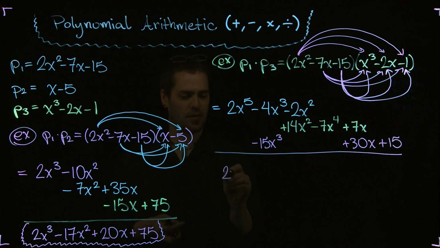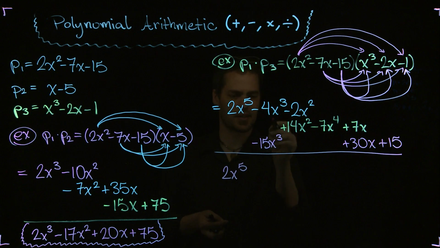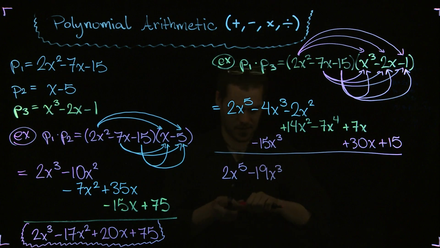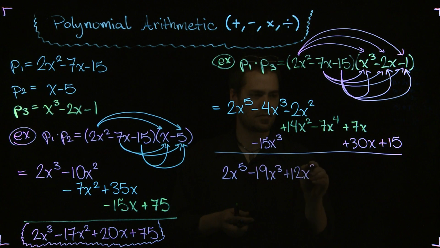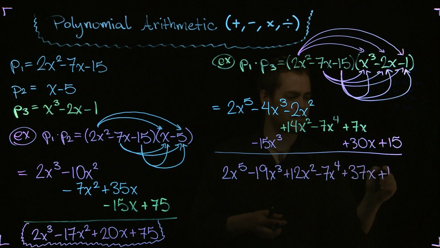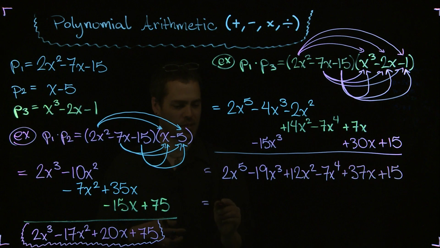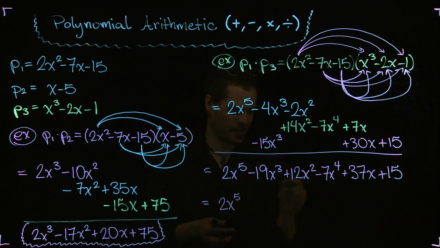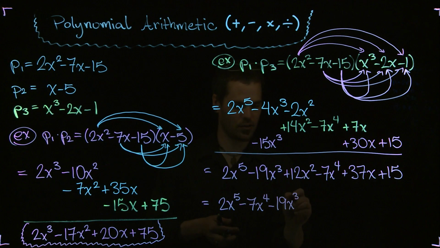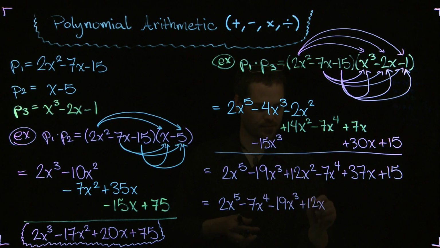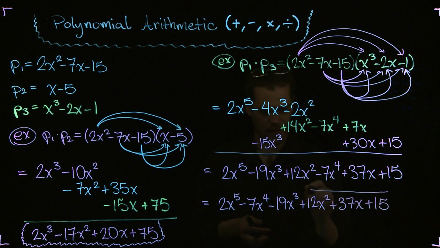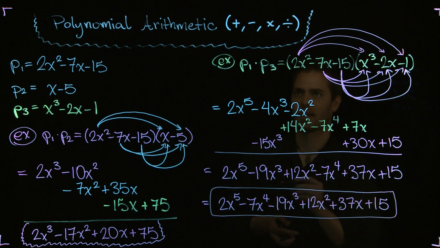So let's bring down my 2x to the 5th power, no like terms. Negative 4x cubed minus 15x cubed gives me minus 19x cubed. Negative 2x squared plus 14x squared gives me a positive 12x squared. Negative 7x to the 4th comes down. 7 plus 30 gives me a positive 37x. And then plus 15. This is almost, but not quite in standard form, so I'm going to take one more step just to write it in standard form. 2x to the 5th, and my x to the 4th term comes next. Negative 7x to the 4th, then my cube term. Minus 19x cubed, and then a squared term, if I've got one, plus 12x squared. And plus 37x is next. Plus 15 out there on the end. And there it is. There's my result of P1 times P3.